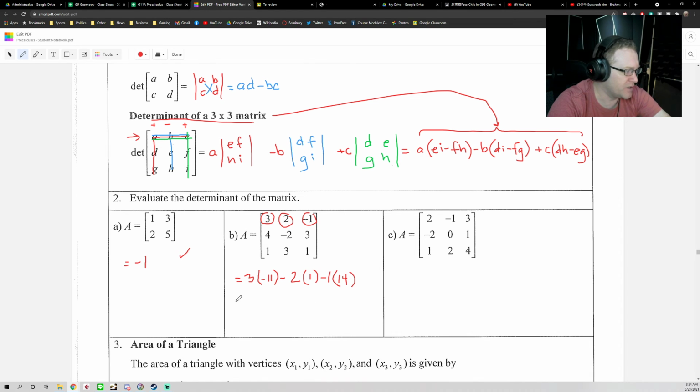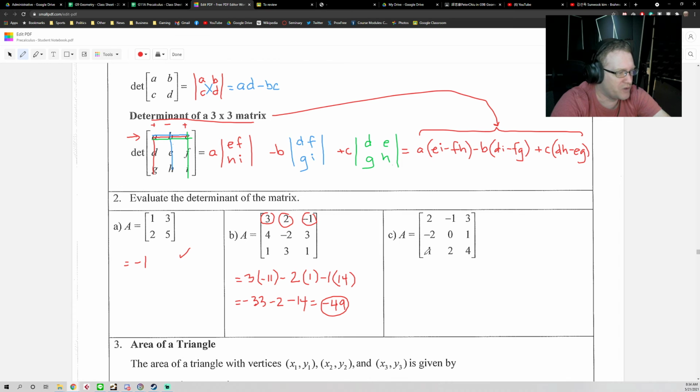All right, so now we can just simplify. We've got minus 33 here, minus 2, and then minus 14. All right, and all of that is going to equal, this is 35, 49, minus 49, I believe. Yes, minus 49. All right, and that's it. We're done with that one. Okay, good. All right, now let's move on to the next one.